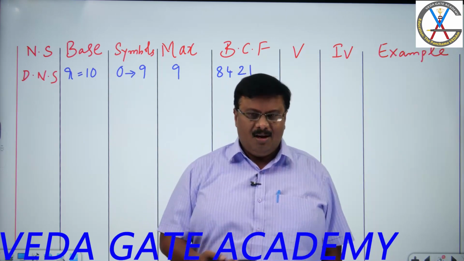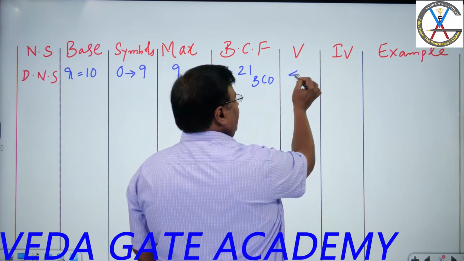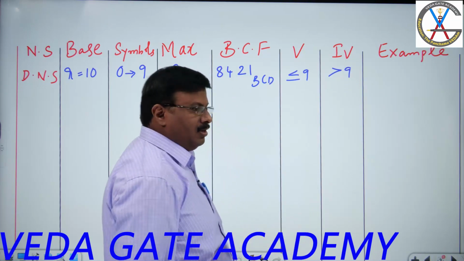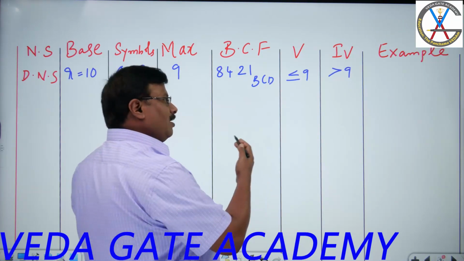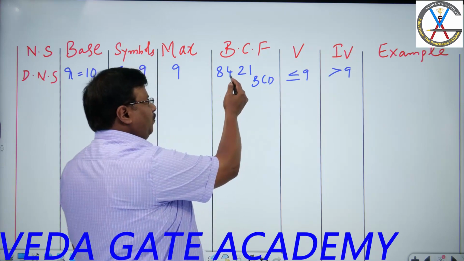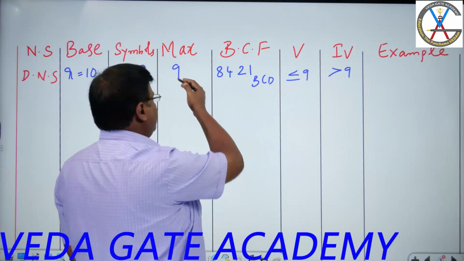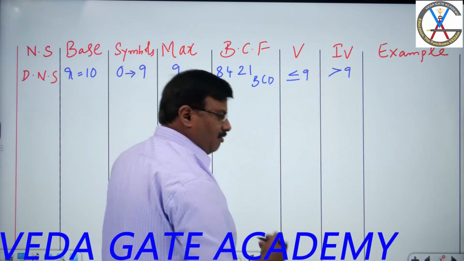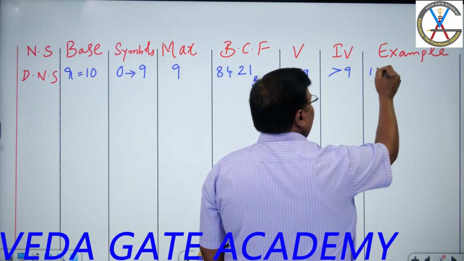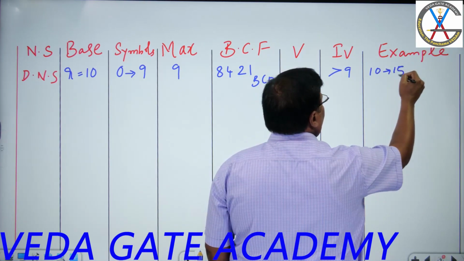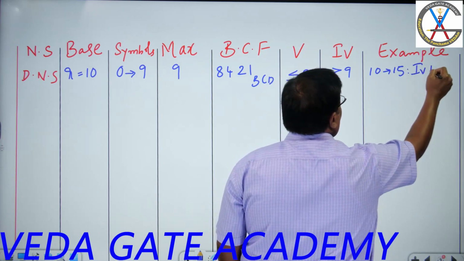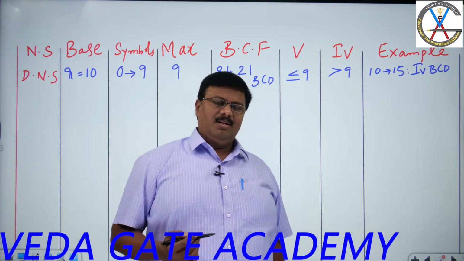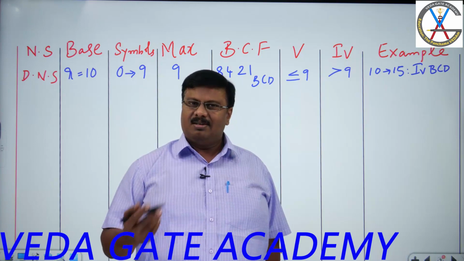Let's speak about validity and invalid of this. Less than or equal to 9, valid. Greater than 9, invalid. This is the first time the question of invalid in the binary coded table comes up, because 8 plus 4 plus 2 plus 1 is 15, and decimal max requirement is only 9. Hence, anything after 9 is invalid. How many values are invalid after 9? You can say 10 to 15 are quoted as invalid BCD, IVBCD. So BCD is valid only for less than or equal to 9 and invalid for greater than 9.